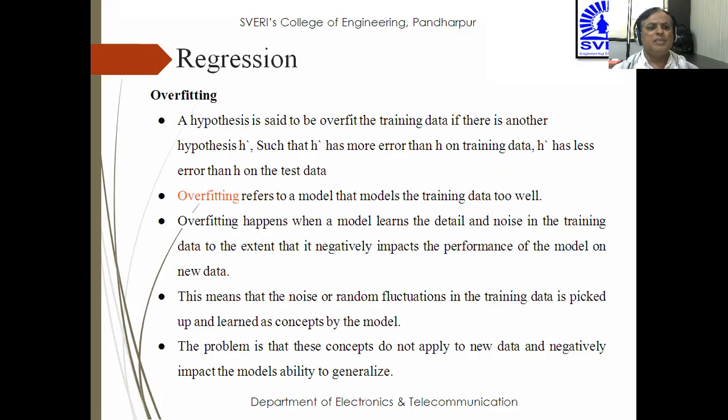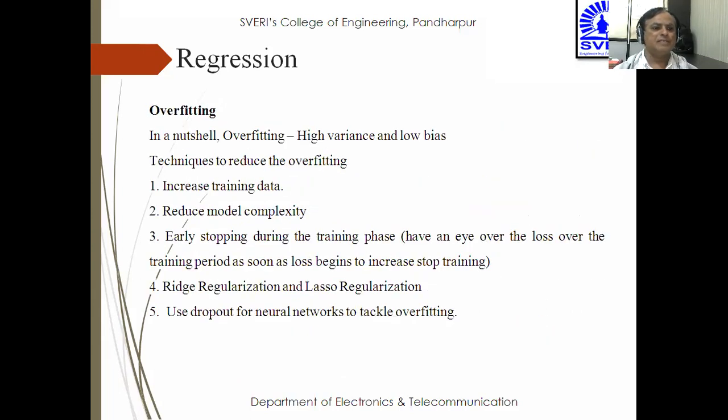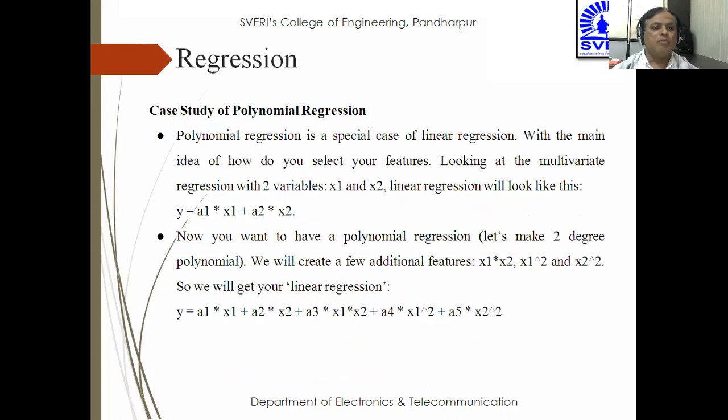Then we have also seen overfitting. The techniques to reduce overfitting are increasing the training data, reducing the model complexity, early stopping during the training phase, ridge regularization and lasso regularization, and using dropout for neural networks to tackle overfitting. Then we have also seen the case study of polynomial regression.